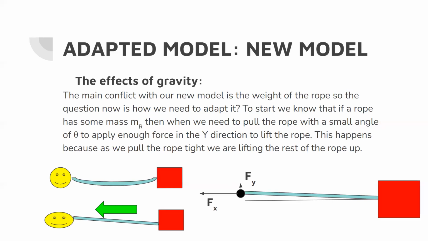Also, we know that if a rope has some mass m_r, we need to exert some force on the rope to pull it and get it under tension. As you can see in the first diagram, there's going to be some slack in the rope initially at the center of mass due to the force of gravity acting on the center of mass of the rope. Therefore, we need to pull the rope at some angle theta to exert enough force to lift the rope in the y direction, and this will continue to happen until we have lifted the entire rope and it is tight and under complete tension.